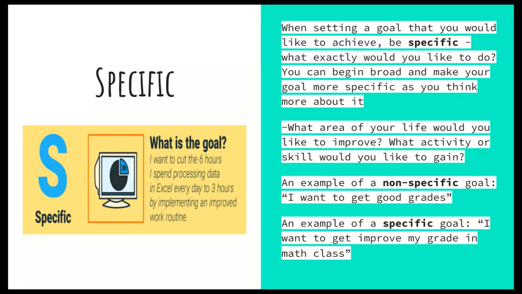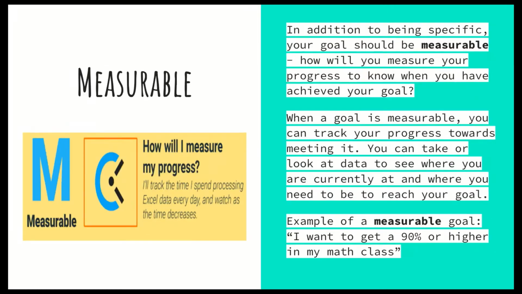Okay, we're refining the parameters of what it means to get good grades. We're saying, you know what, I really want to focus on math. That's going to be my specific area of improvement. Okay, I want to raise and improve my grade in math class. All right, so how am I going to make this measurable?